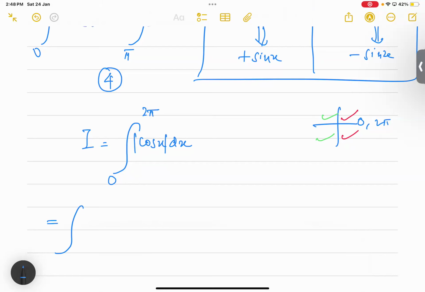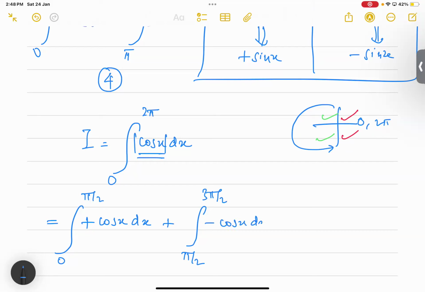Now directly I'm going to write. From 0 to 90, what is cos x? Positive. From pi by 2 to 3 pi by 2, it is negative. And then from 3 pi by 2 to 2 pi, it is positive. Okay. Did you understand this?